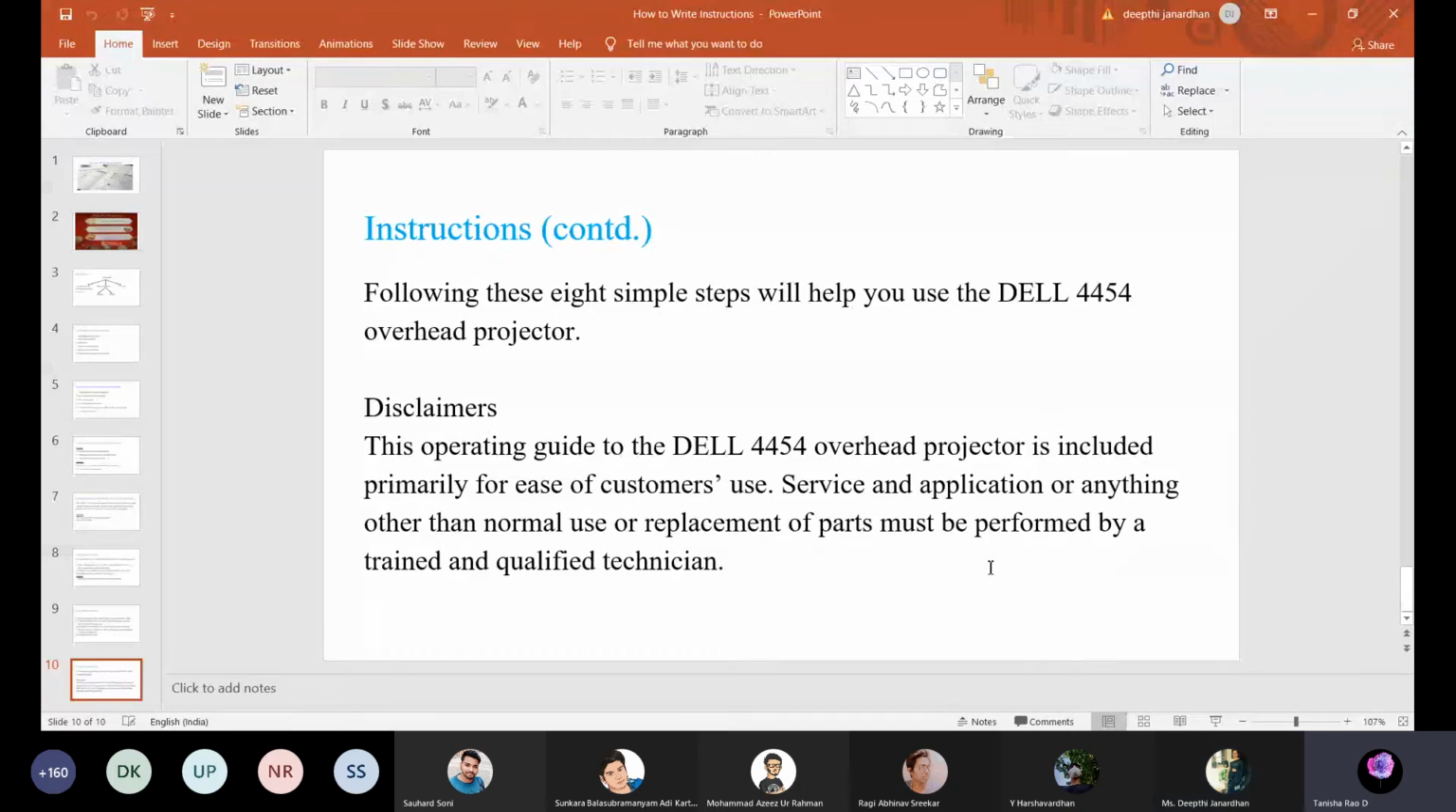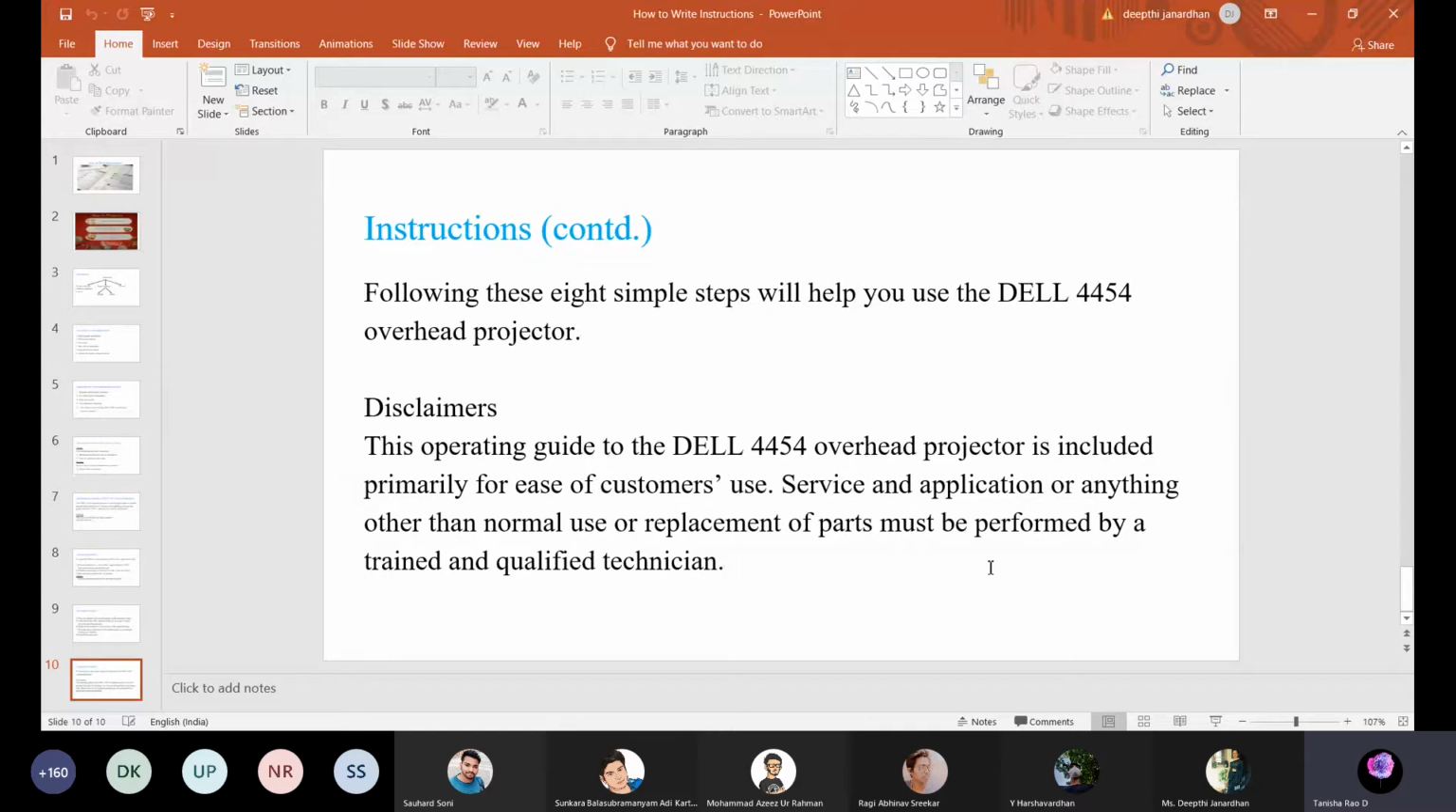Following these 8 simple steps will help you use the Dell 4454 overhead projector. Disclaimers: this operating guide to the Dell 4454 overhead projector is included primarily for ease of customers' use. Service and application or anything other than normal use or replacement of parts must be performed by a trained and qualified technician.